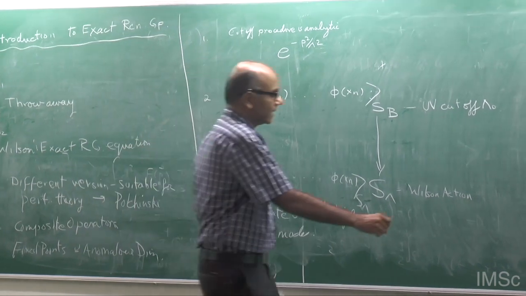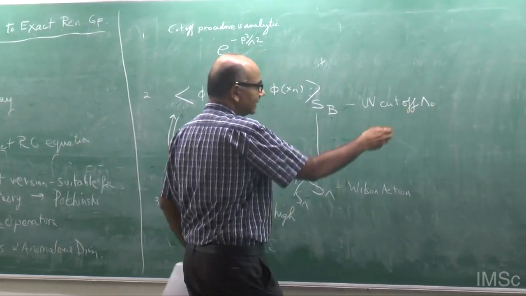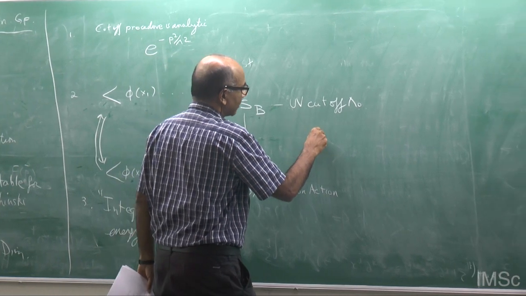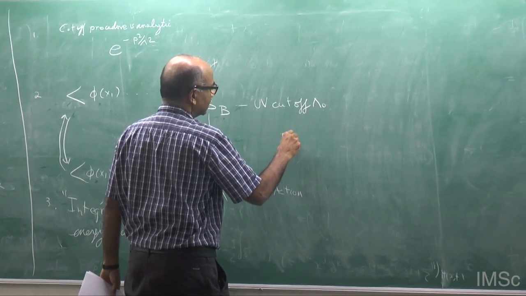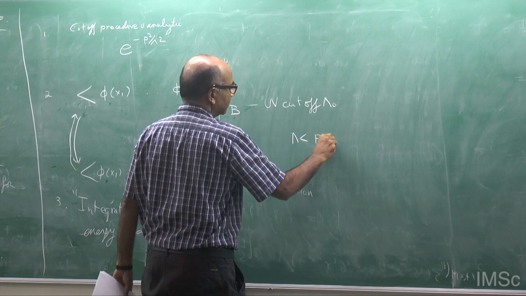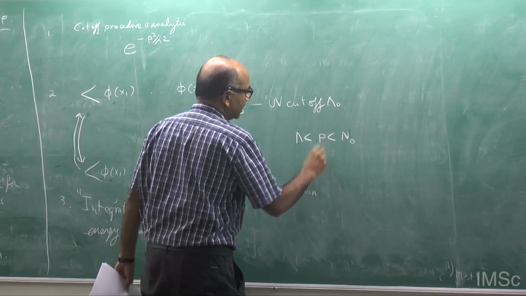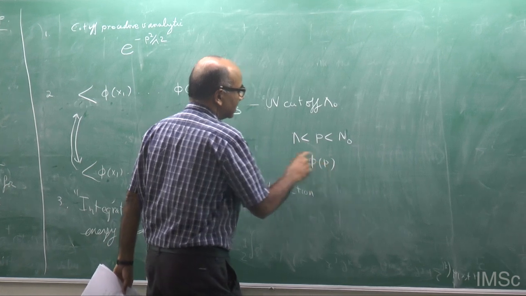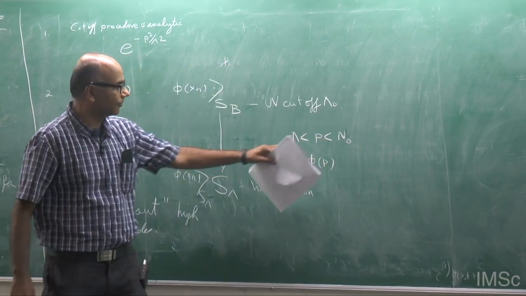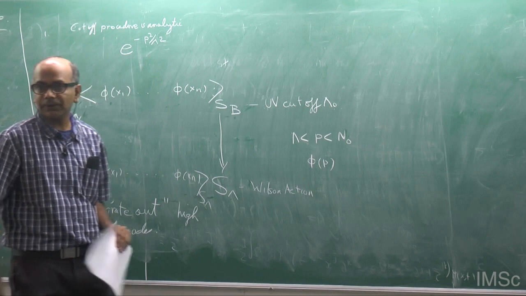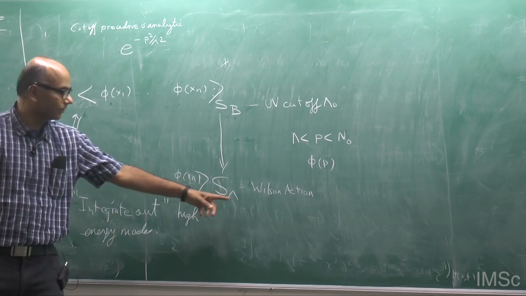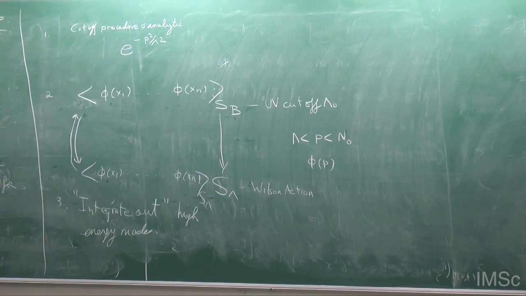So you go down in scale from lambda naught to lambda, integrate out all modes with lambda less than p. So all these phi p's with this range of p's are integrated out of your action, and that gives you S lambda. That's one way of thinking about it.